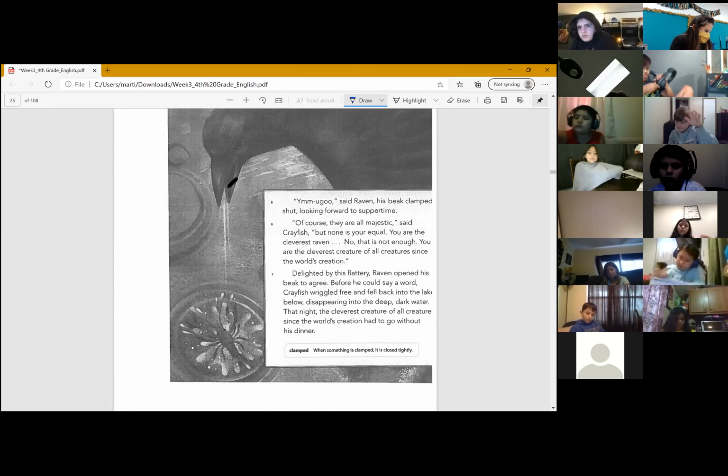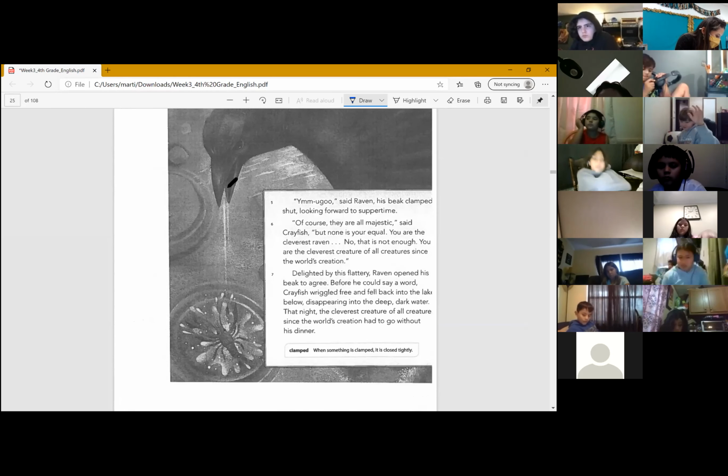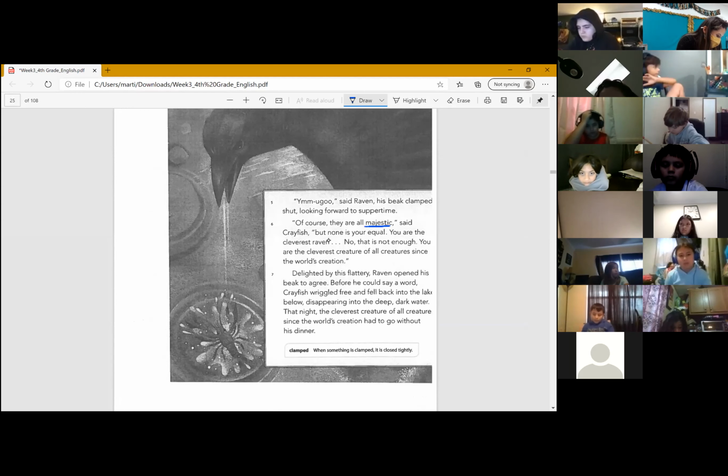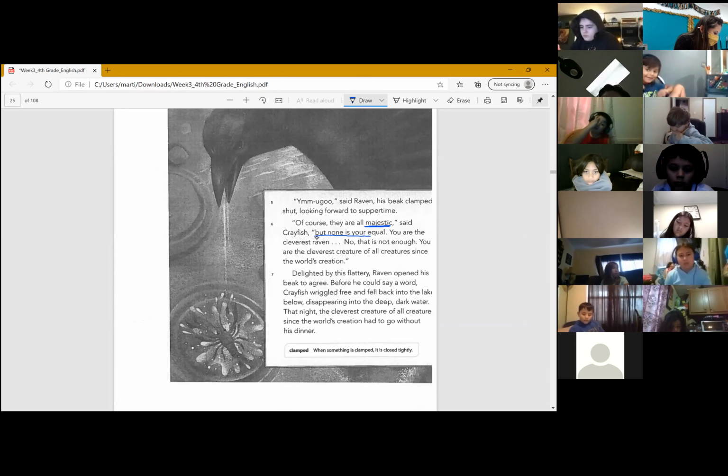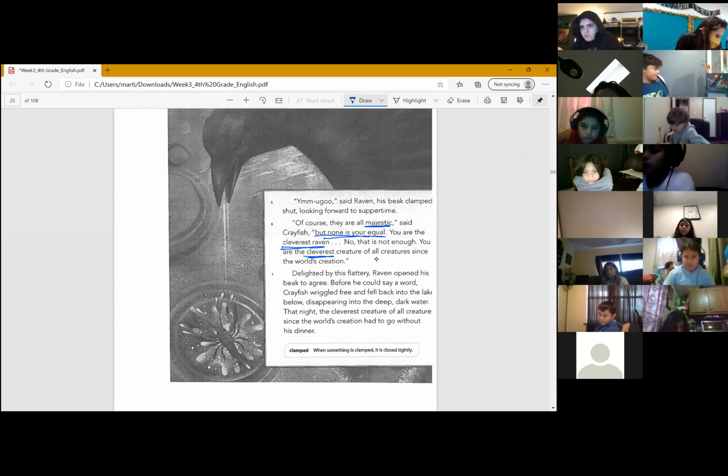His beak clamped shut, looking forward to supper time. Of course, they are all majestic, said Crayfish, but none is your equal. You are cleverest, Raven. No, that is not enough. You are the cleverest creature of all creatures since the world's creation.